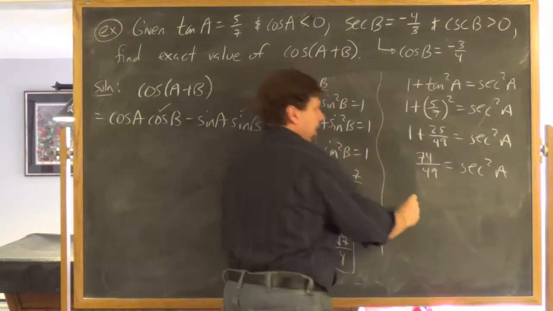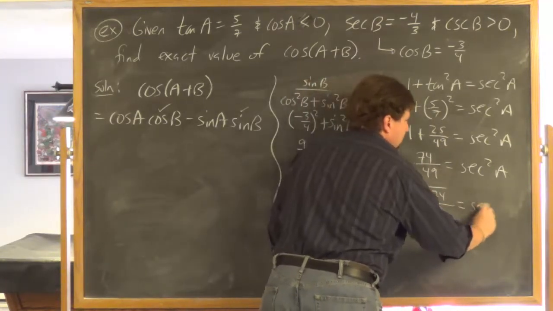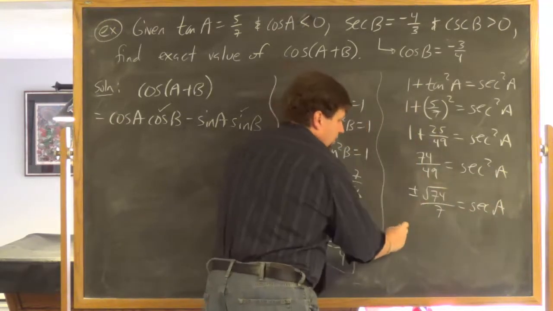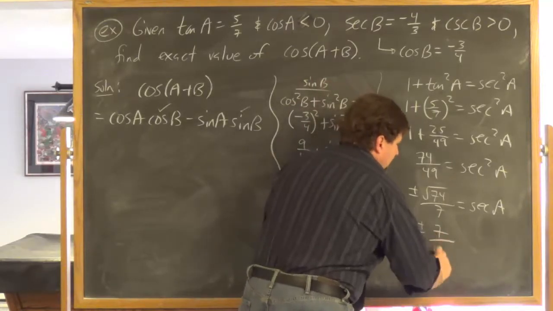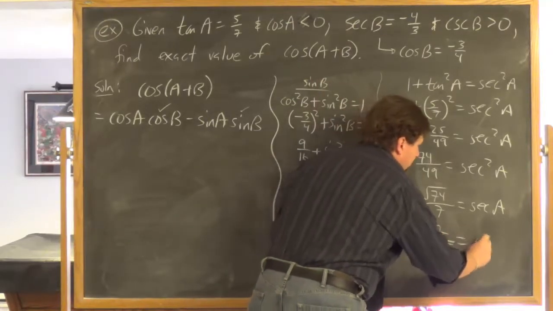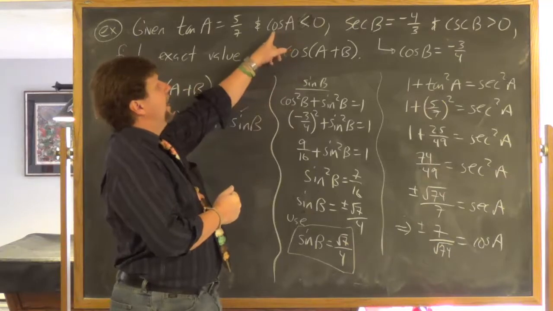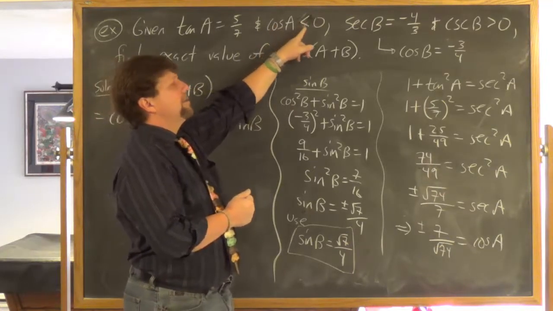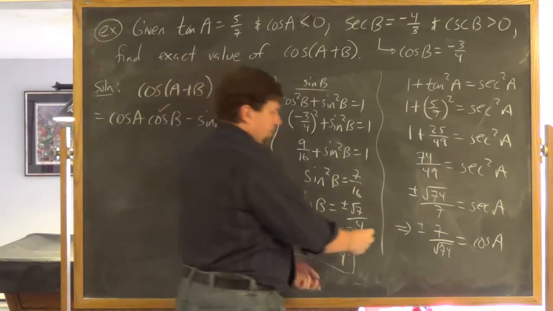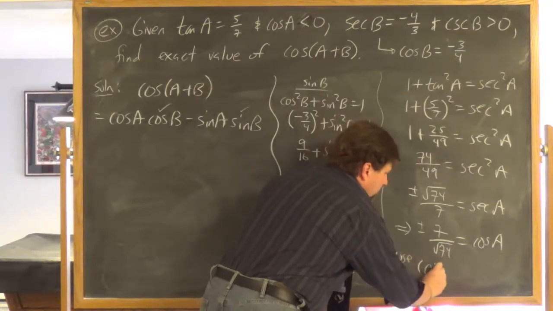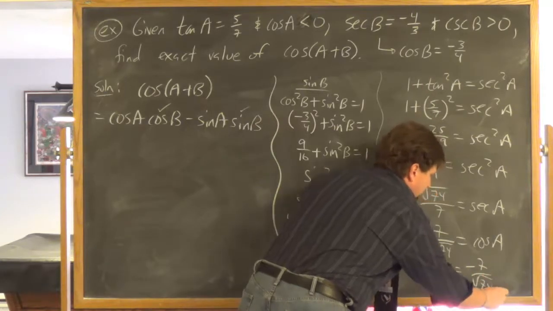Take the square root of both sides, plus or minus the square root of 74 over 7 is secant A, which immediately tells me that plus or minus 7 over the square root of 74 is cosine A. And I initially saw cosine A is supposed to be less than 0, so cosine A is negative. So I will use cosine A is negative 7 over the square root of 74.